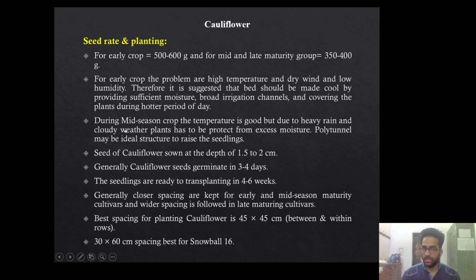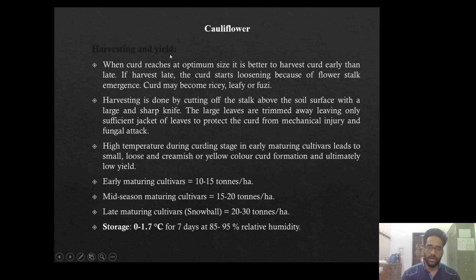And during mid season, based on the planting time, there are different challenges, which I have mentioned here. Seed of cauliflower is sown at a depth of 1.5 to 2 cm. Generally, cauliflower seed germinates in 3 to 4 days. The seedling is ready for transplanting 4 to 6 weeks after sowing. The spacing for cauliflower plants is 45 by 45 cm. In case of the Snowball 16 variety, the spacing is 30 by 60 cm. Now, harvesting and yield.